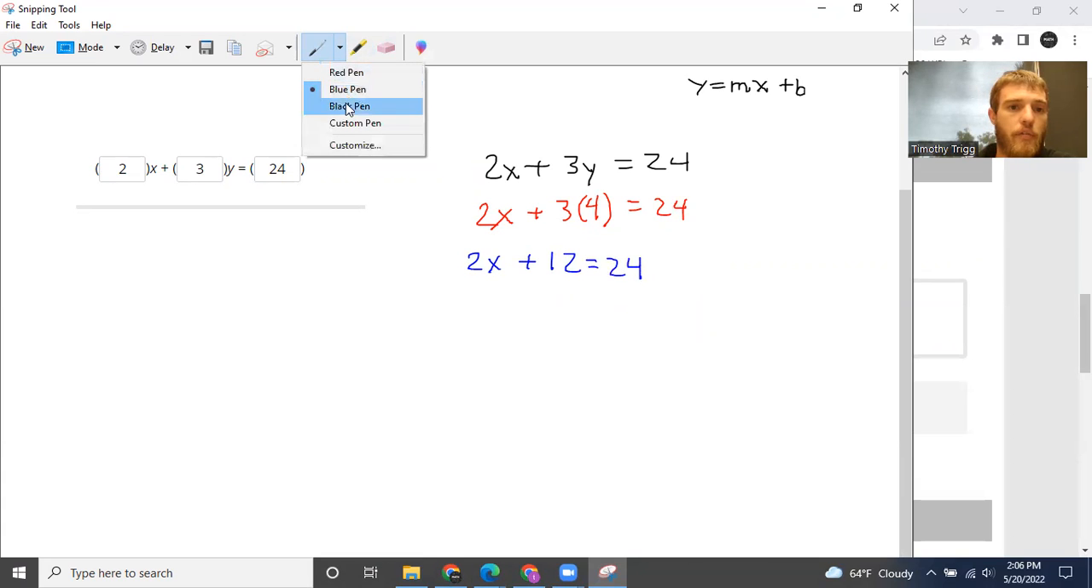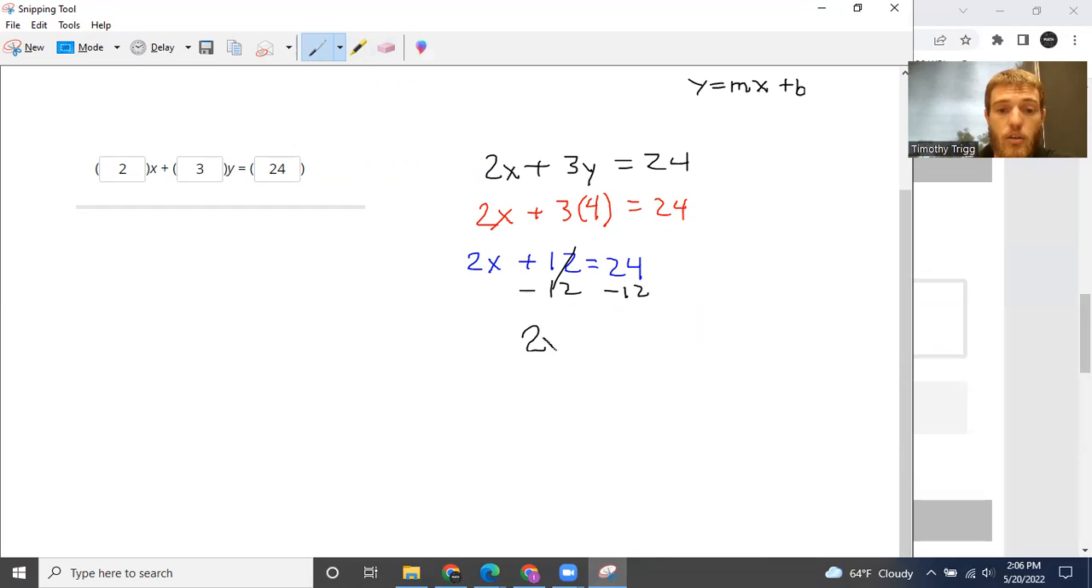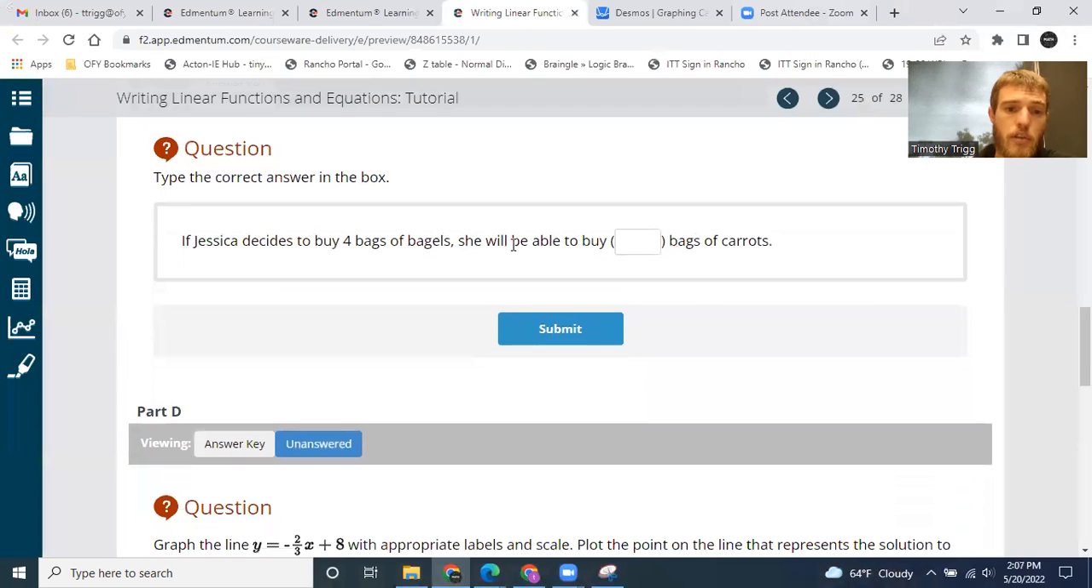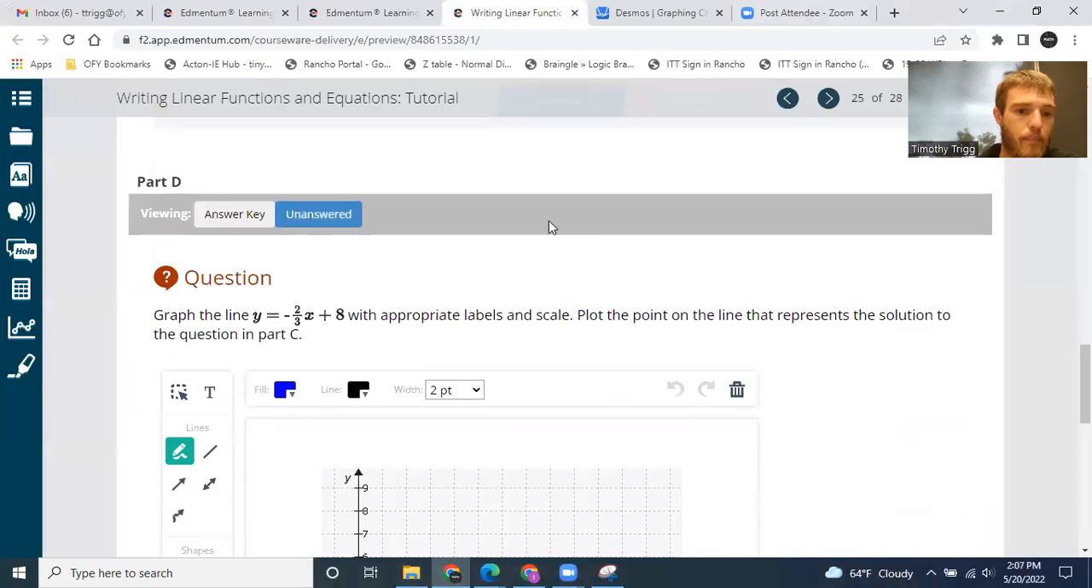Now we're going to solve for x. And the way we're going to do it is subtracting 12 on both sides of the equation. Remember, whatever you do on one side of the equation, you have to do the same thing on the other side. 24 minus 12 is 12. Divide both sides by 2 in order to get x by itself, giving us that x equals 6. So if she buys 4 bags of bagels, she'll be able to buy 6 bags of carrots.